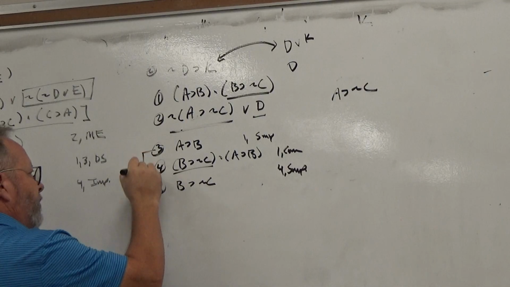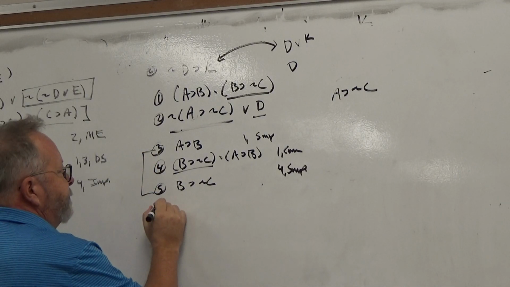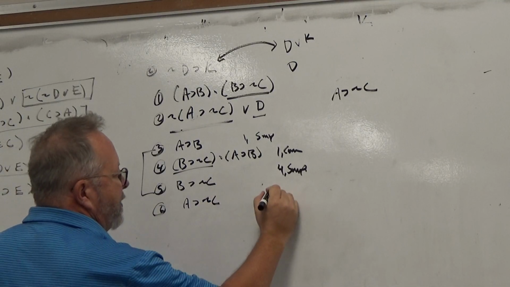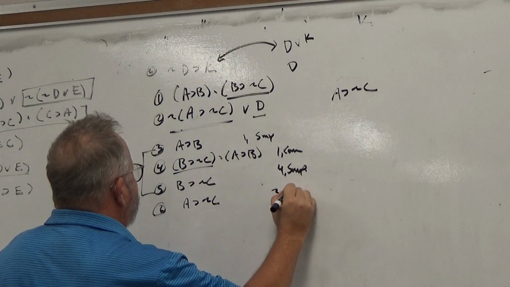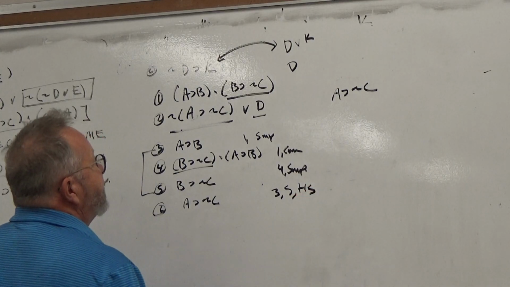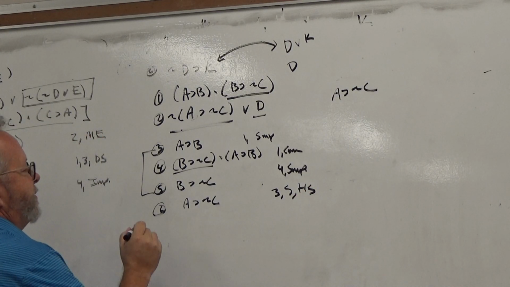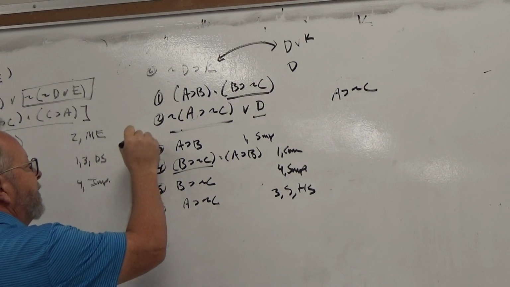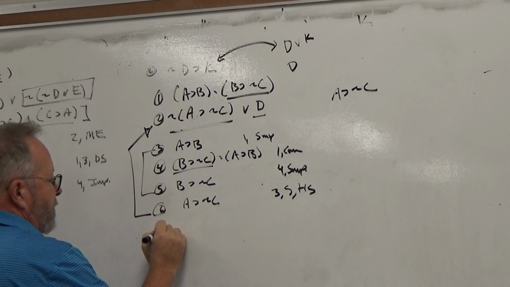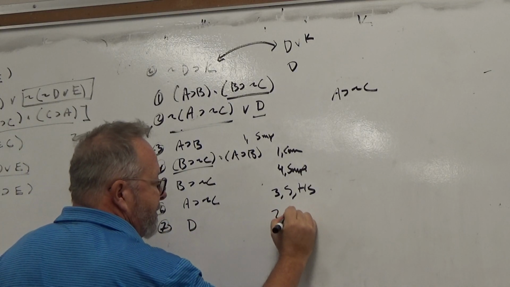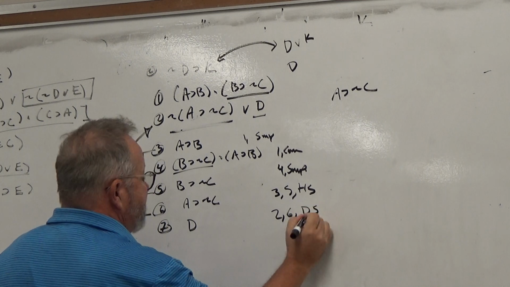Now look at 3 and 5. A, then not C, 3, 5, hypothetical syllogism. And this was all to get the D from 2. Okay, so now I get D from 2 and 6 by disjunctive syllogism.